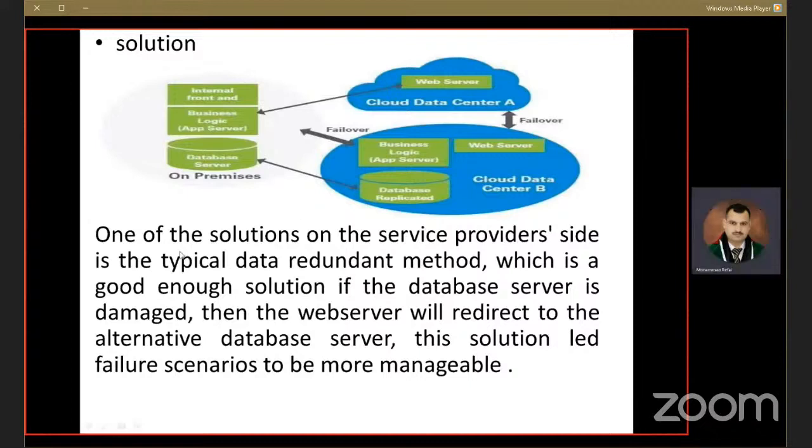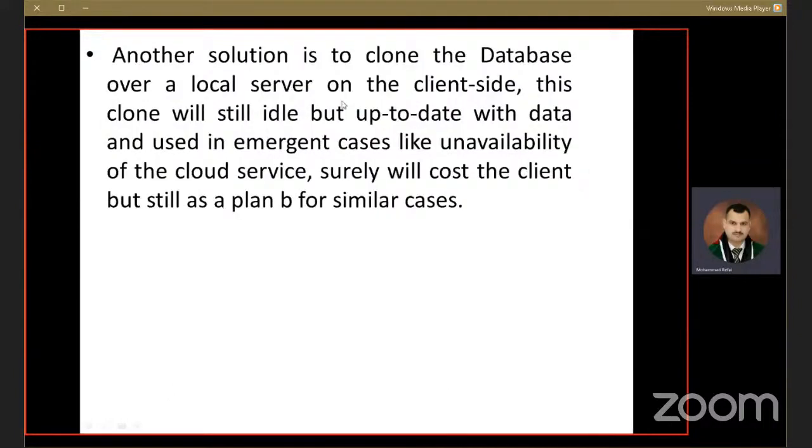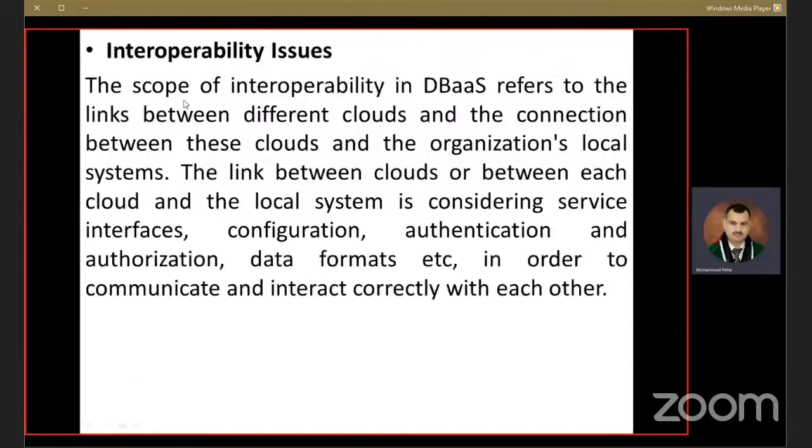Solution for the unavailability. One of the solutions on the service provider's side is the typical data redundancy method, which is a good enough solution if the database server is damaged. Then the web server will redirect to the alternative database server. This solution makes failure scenarios more manageable. Another solution is to clone the database over a local server on the client side. This clone will stay idle but up to date with data, and be used in emergency cases like unavailability of the cloud service. Surely it will cost the client, but it is still a plan B for similar cases.